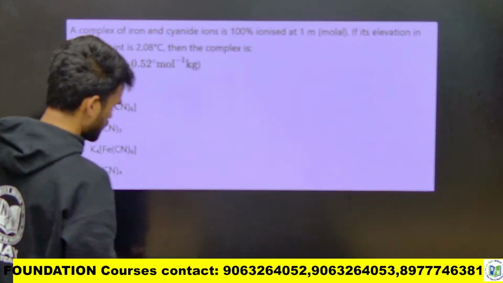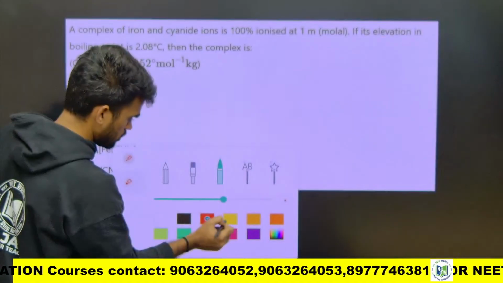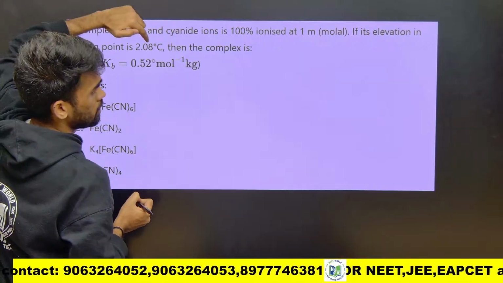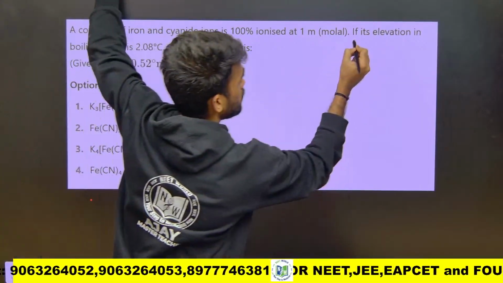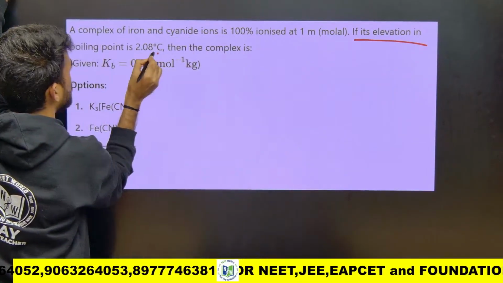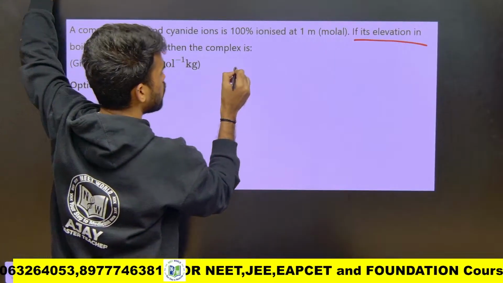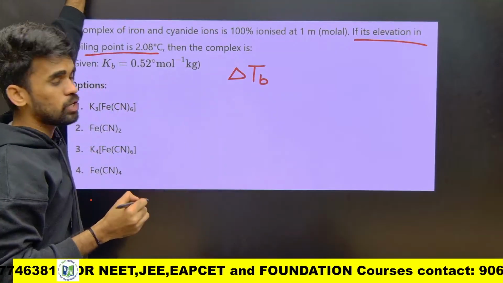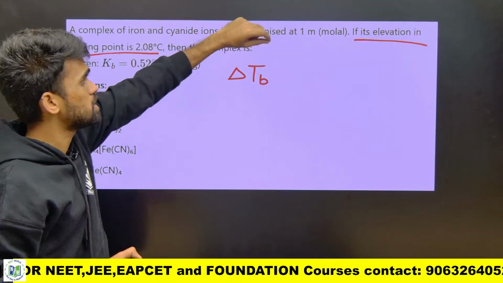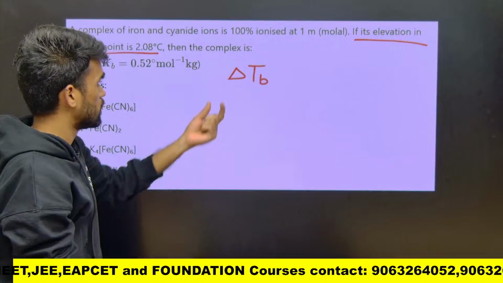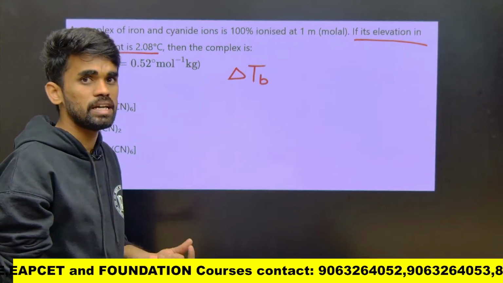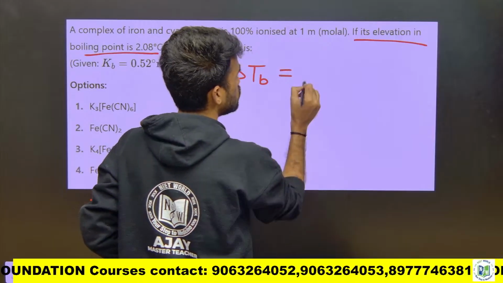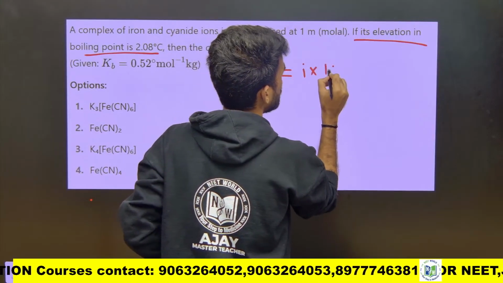Just take the data and use the data. If the elevation in boiling point is this much, it means they have given delta Tb. So this question is based on colligative properties, especially elevation in boiling point, which is delta Tb. This will be equal to i into Kb into m.